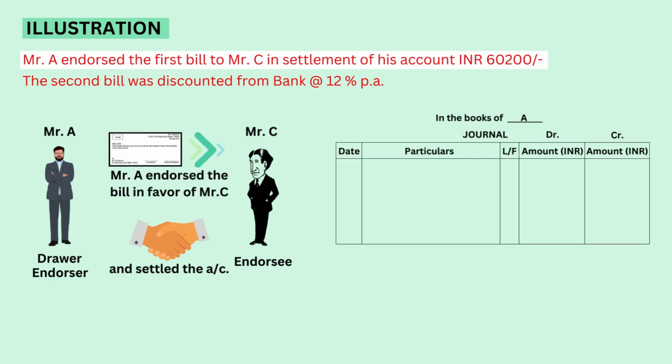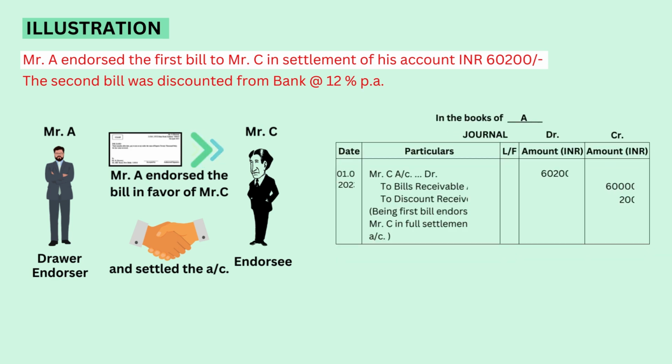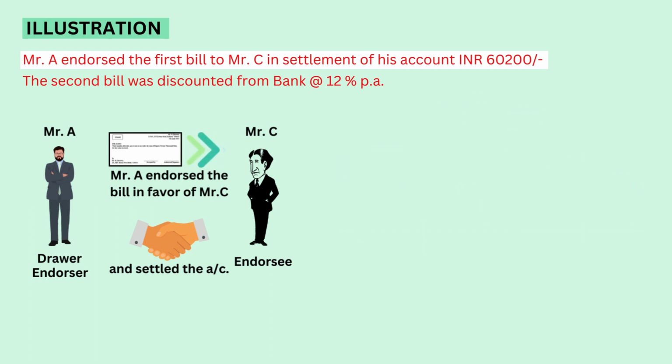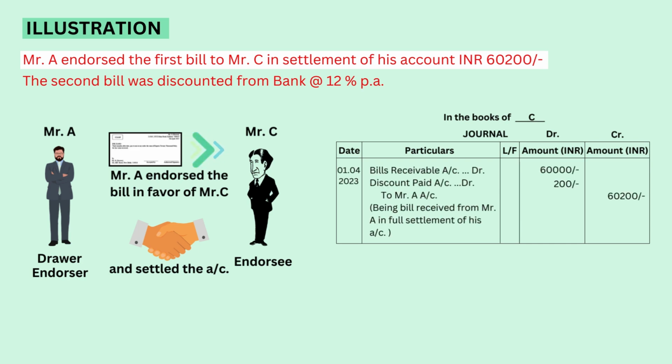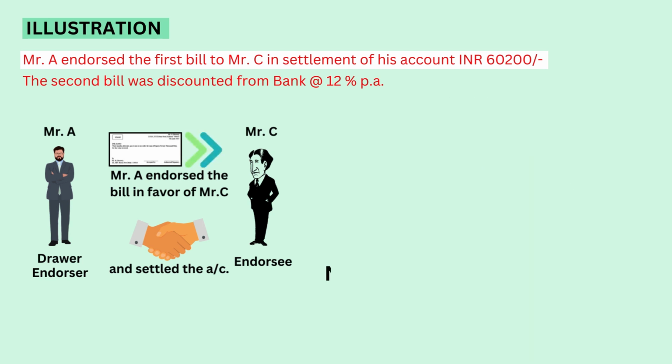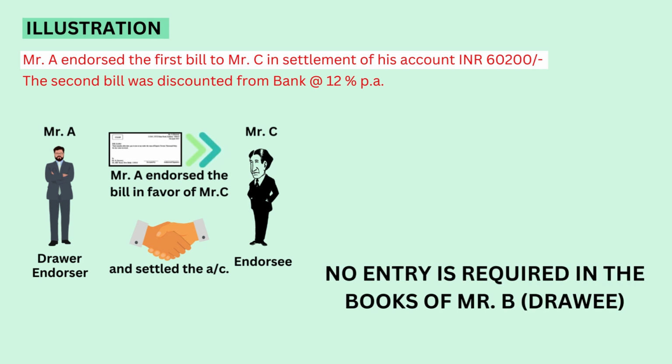The journal entry in the books of Mr. A will be Mr. C account debit the full amount, that is 60,200, to bills receivable account 1 60,000, to discount received account rupees 200. Then the journal entry in the books of Mr. C will be bills receivable account debit rupees 60,000, discount paid account debit rupees 200, to Mr. A account rupees 60,200. For this transaction, no entry is required in the books of Mr. B, that is the drawee.